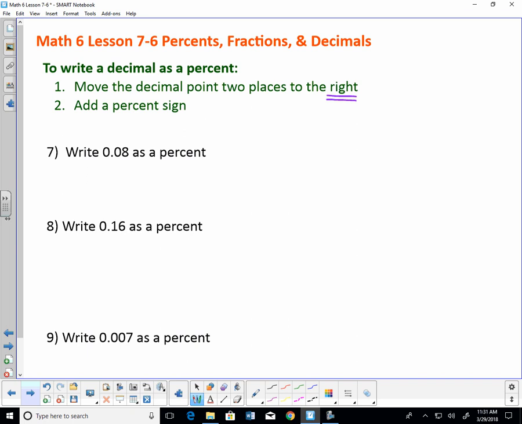So I have 0.08 as a percent. I need to write this as a percent. So I have it as a decimal. If I move the decimal point 2 places to the right, I get 8%. 0.16 as a percent. Move the decimal point 2 places to the right, I get 16%.